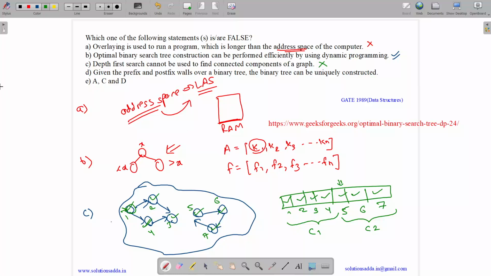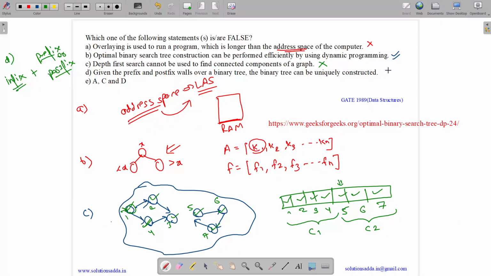Option D is optimal binary search tree. Given the prefix and postfix of a binary tree, the binary tree can be uniquely constructed. We can construct a binary tree by the following combinations. We always need an infix expression. Infix can be paired either with prefix or with postfix, which means either we can have an infix-prefix pair or an infix-postfix pair. But prefix and postfix is not sufficient for this.